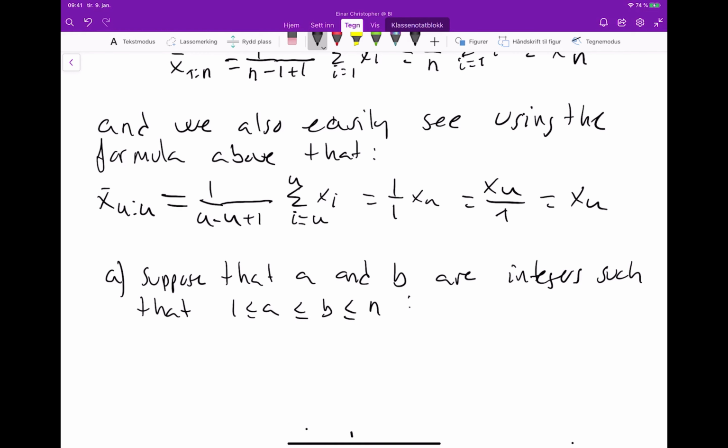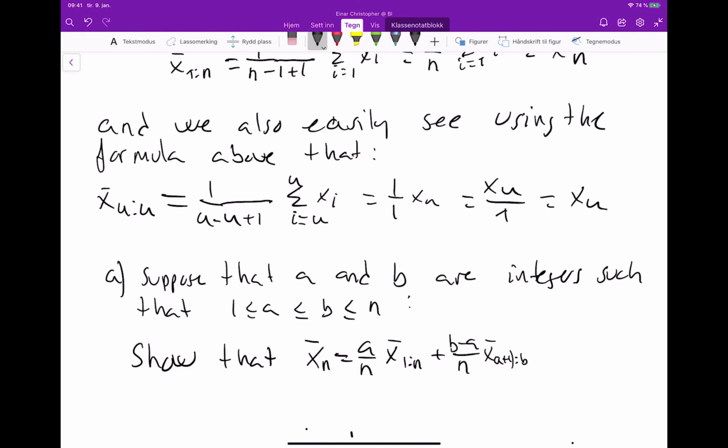And we are now told to show that xn bar can be written as the following: a divided by n, x bar 1 colon a, plus b minus a divided by n, x bar a plus 1 colon b, and in the end plus n minus b divided by n, x bar b plus 1 colon n. So this is what we are going to show.